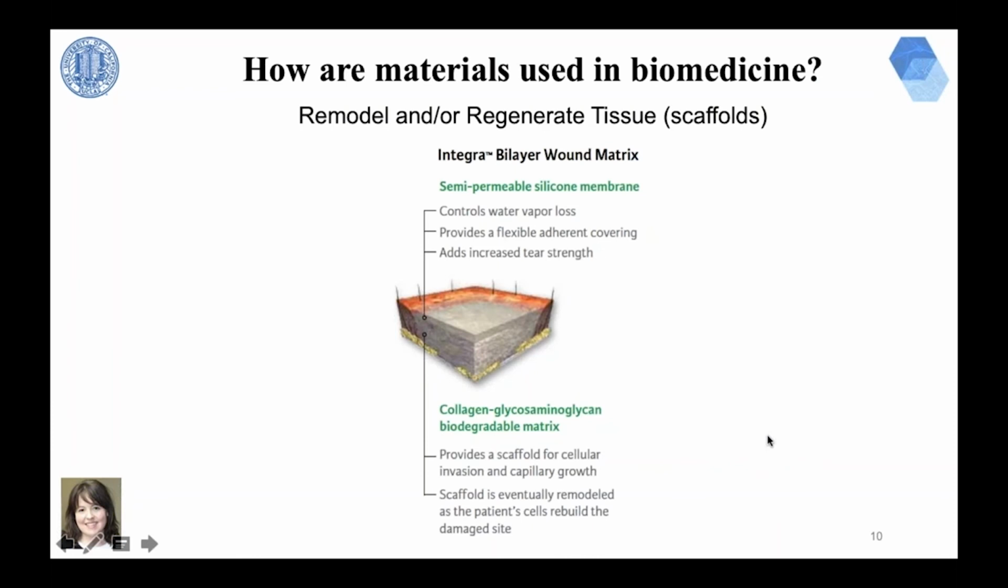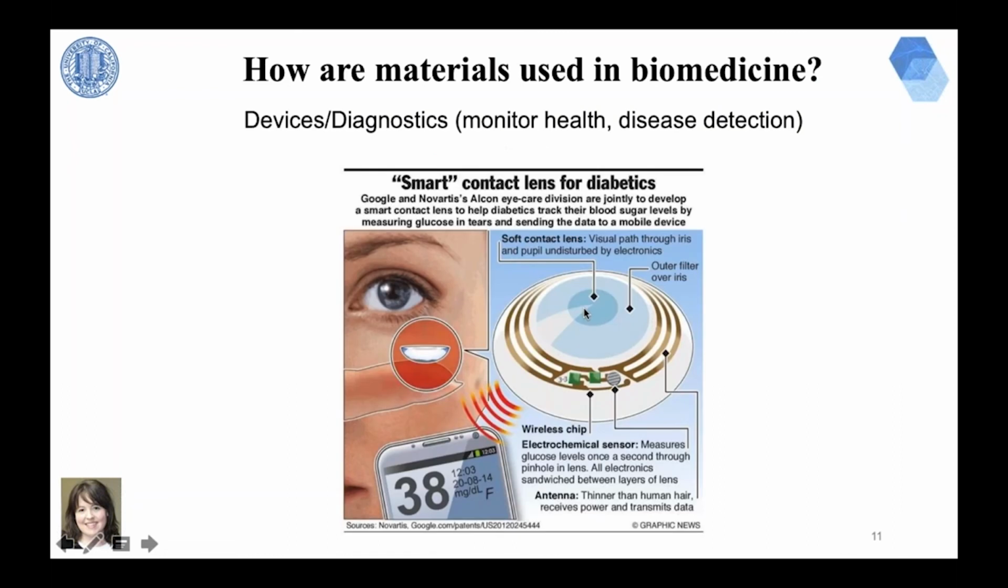Silicone is also used as a scaffold. In this case, this is a commercial product called Integra, which is used for regenerating skin after diabetic foot ulcers and other wounds to the skin. And you have a semi-permeable silicone membrane on the outside of this particular construct. And then in this last example, Google a couple years ago reported these smart contact lenses, and contact lenses are typically silicone hydrogels. And in this case, it's a diagnostic device that monitors the glucose level of diabetic patients and alerts them to when they may need to take insulin.